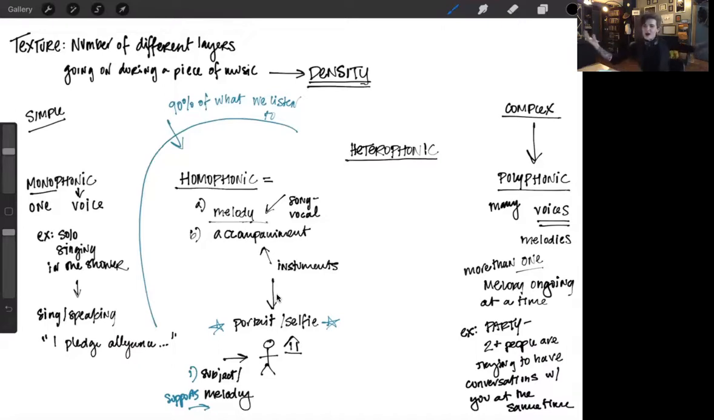So hopefully you've all been at a party before, especially before lockdown and such, where you're in a rich social environment and everyone is talking about different things. People are trying to have different conversations with you at a given moment. Specifically when people are trying to have different conversations with you, there are two varieties of polyphony. We have non-imitative polyphony and imitative polyphony.